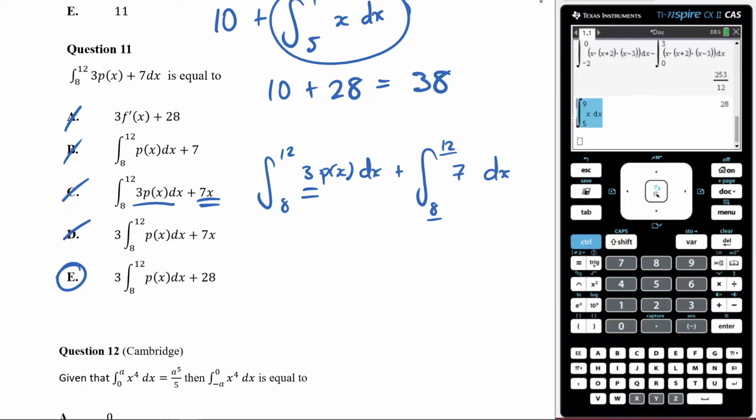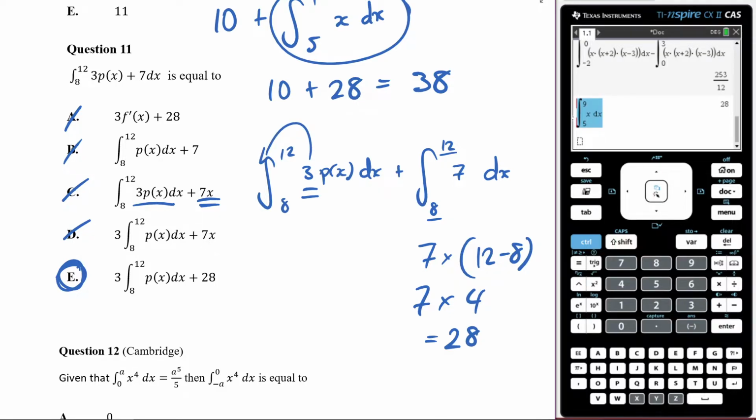Whenever you're integrating a constant, what you do is you go 7 times, so whatever this number here is, 7, then you go 12 minus 8. 12 minus 8 is 4. 7 4s are 28. So that means this part right here is going to be 28. And they've also just pulled out that 3 there. So that means, that's it. You've pulled out that 3. That's 28. That's going to be your answer.